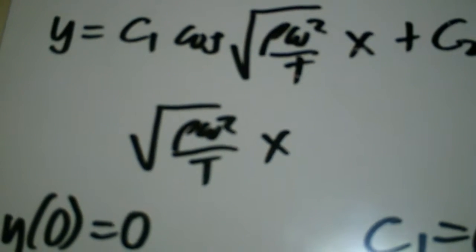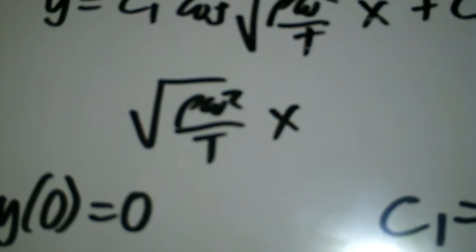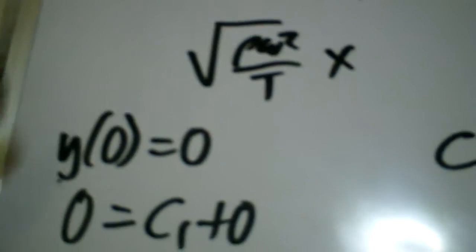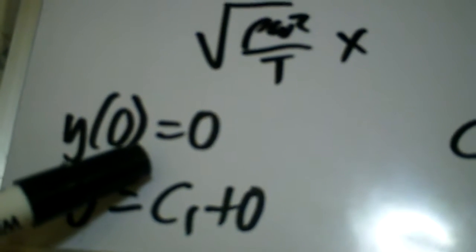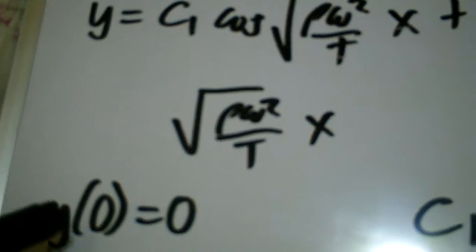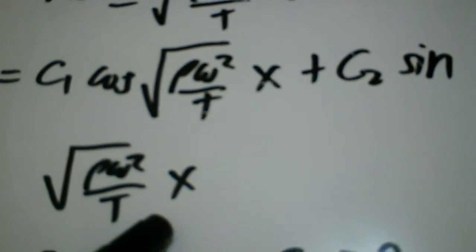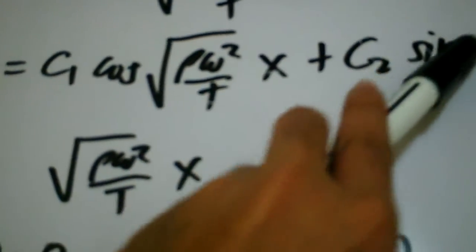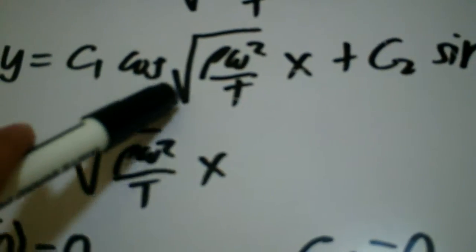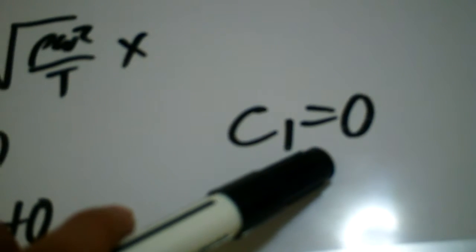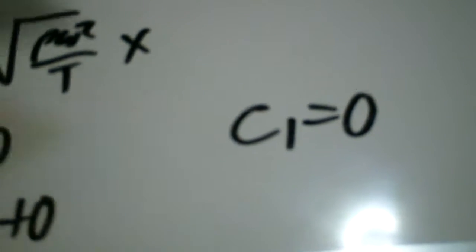Since in our problem we have y(0) equals 0, we will have 0 equals y at x equals 0. Sine of 0 is equal to 0, so we will eliminate c2, and cosine of 0 equals 1. So we have 0 equals c1 plus 0, and now we can get c1 equals 0.